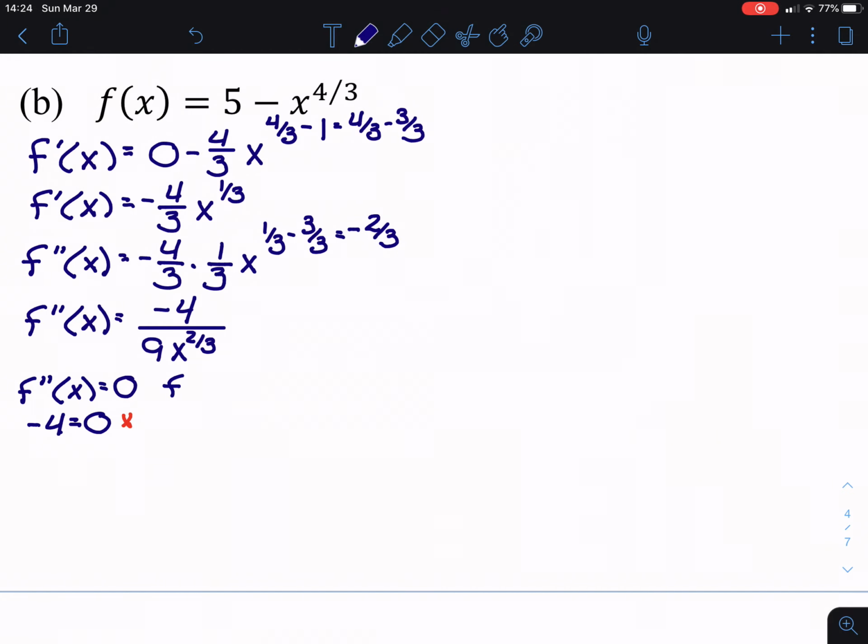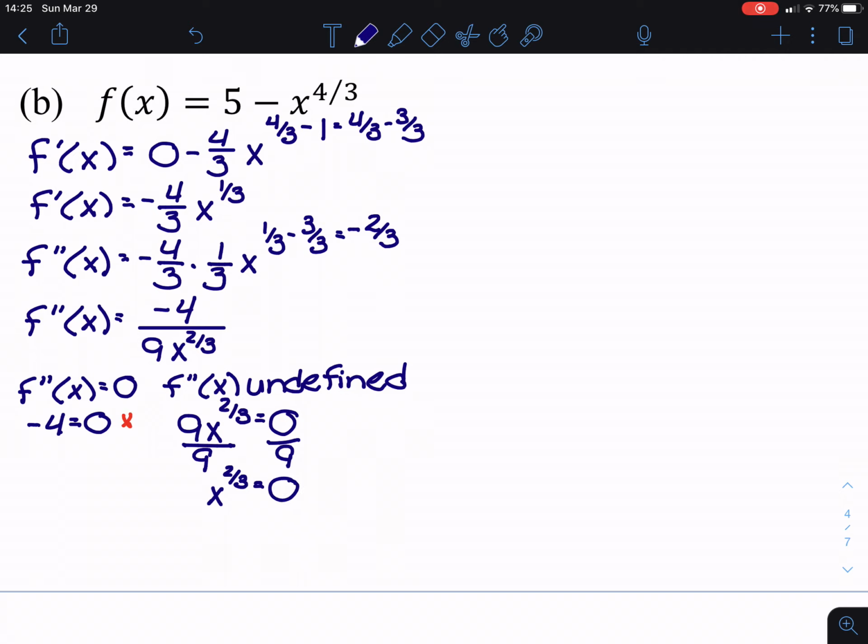The other thing I look for is places where the second derivative is undefined. Those are places where the denominator is equal to 0. So I have 9x to the 2/3 is equal to 0. If I divide both sides by 9, I've got x to the 2/3 is equal to 0. Well, the only thing I can raise to any exponent and get 0 is 0. So x equals 0 is where my second derivative is undefined.